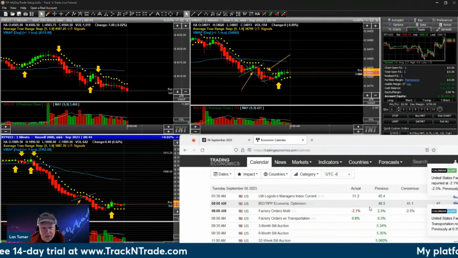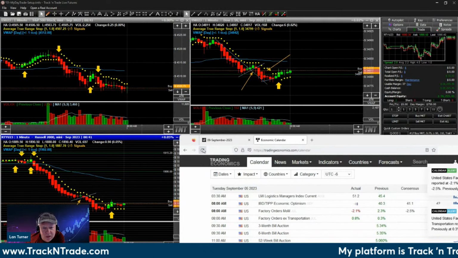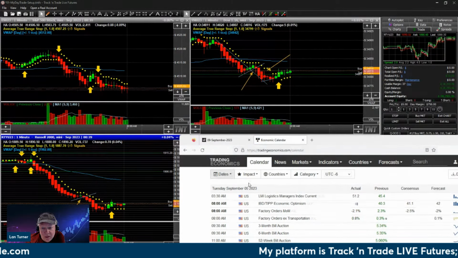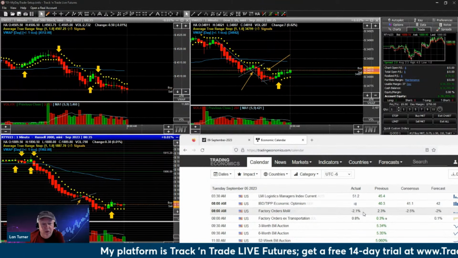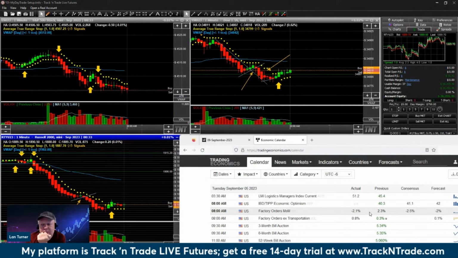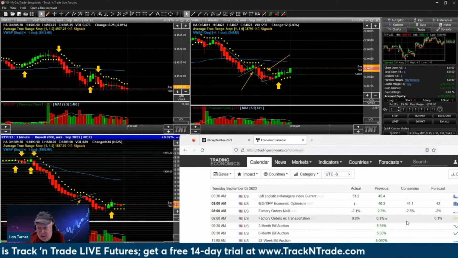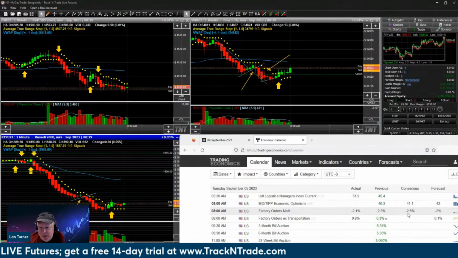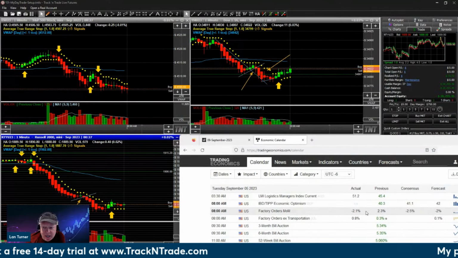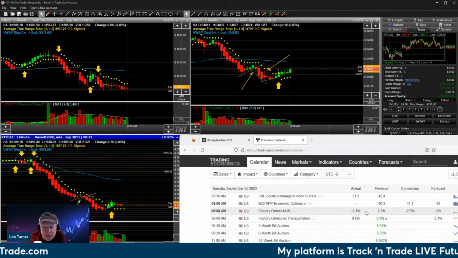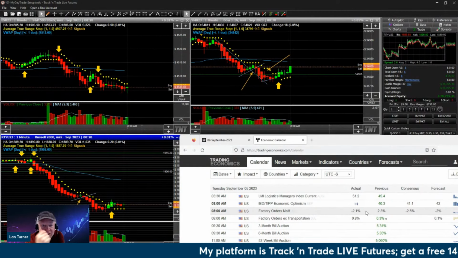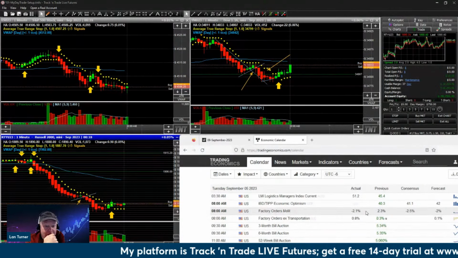Let's see what IBD tip economic optimism. So factory orders is down. That's negative. But the consensus was that it was going to be down 2.5 and it was only down 2.1. So that's actually bullish. Okay, it's not down as much as they thought it was going to be. So the Dow's starting to move higher. Look at the Dow go.